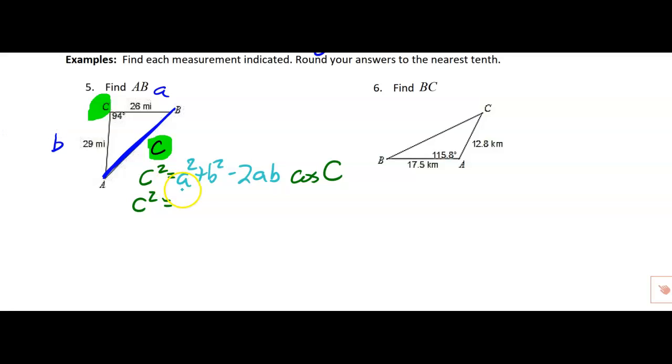What number is A? Okay, so 26 squared. What is B? 29 squared minus 2 times 26 times 29 times cosine of what? 94. I want you to notice that this looks horrible, but if I look at this, are there any variables over here? Does that mean I need to solve anything or do any actual algebra? No, I need to pull out my handy dandy awesome calculator tool and plug it in.